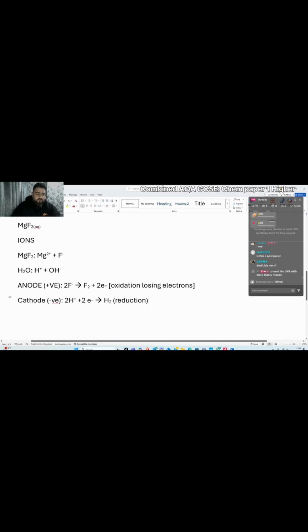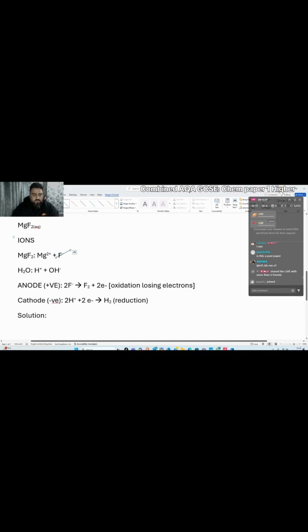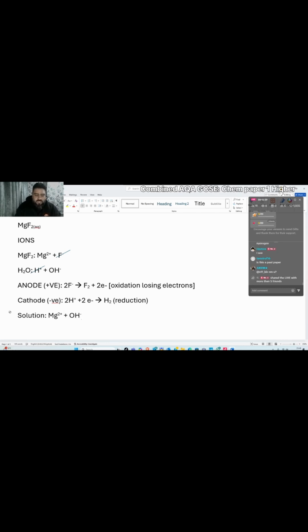Final solution, we need to know what the solution is. So the solution that is going to be formed in this instance, let's cancel out what we used. We used up the fluoride ions and we used up the hydrogen ions. So we're going to have Mg2+ remaining, plus the hydroxide ions, which is going to make Mg(OH)2, which is a hydroxide solution. And guys, I highly suggest you look at my ions video when you have time, because that explains how to do all of this, okay?